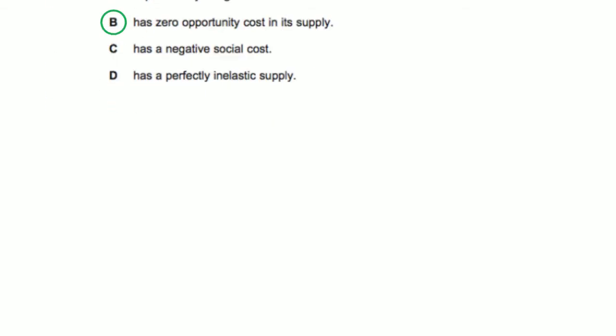The first question says, a free good is, and the definition for a free good is one that has zero opportunity cost in its supply. So the answer for this question is B. The other options for this question are clearly wrong. So we just need to remember the definition for a free good, which is a good that has zero opportunity cost in its supply. So let's now have a look at the next question.